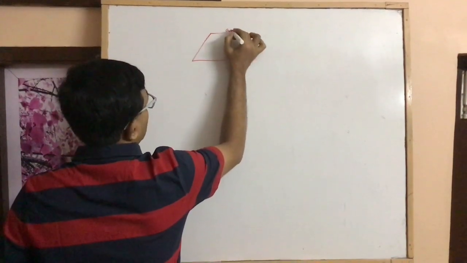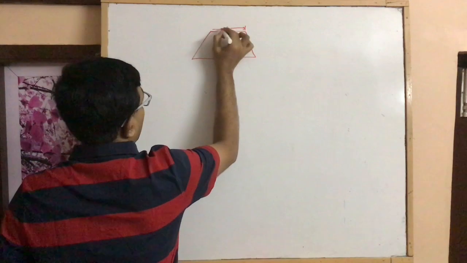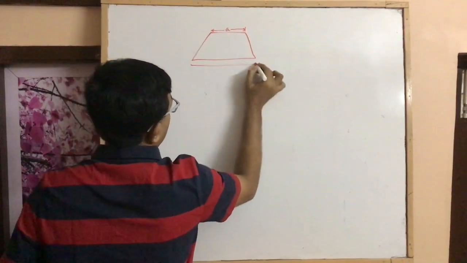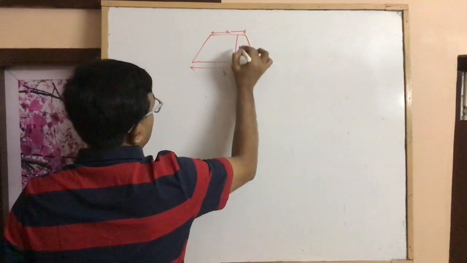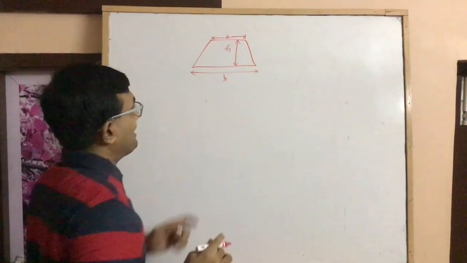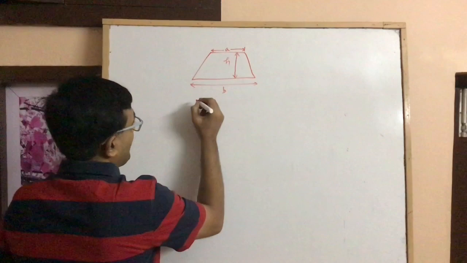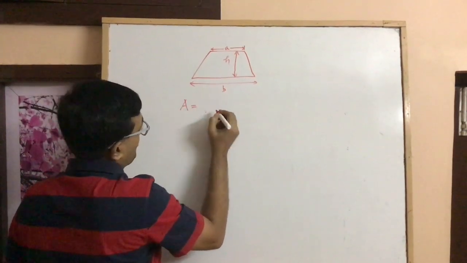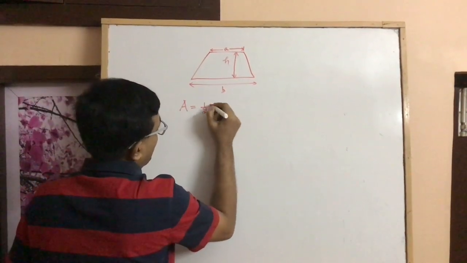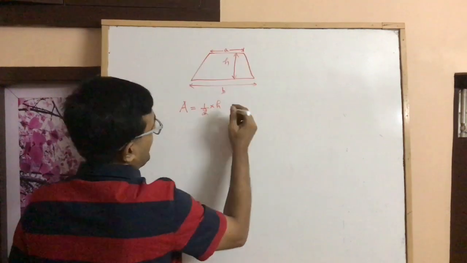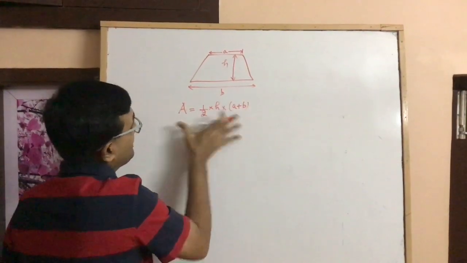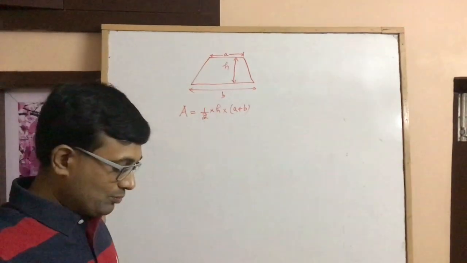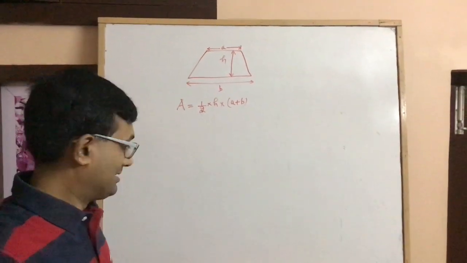If the dimensions of the parallel sides are A and B and the distance between the parallel sides is h, then the area of this trapezium is evaluated using this formula: half times the distance between the parallel sides, which is h, times the sum of the lengths of the parallel sides. So we are going to prove this geometrically.